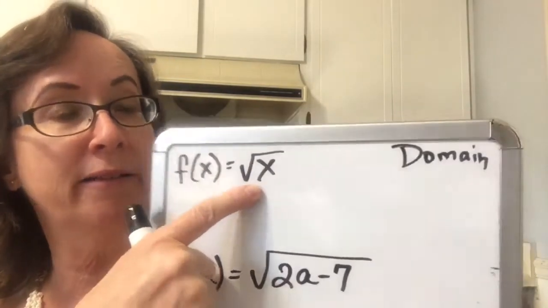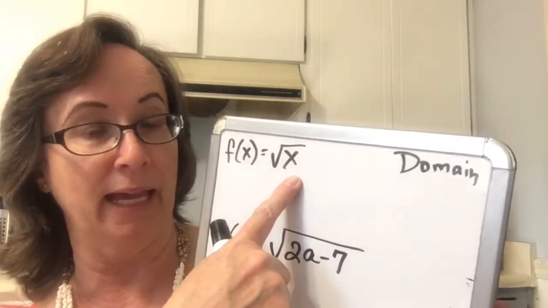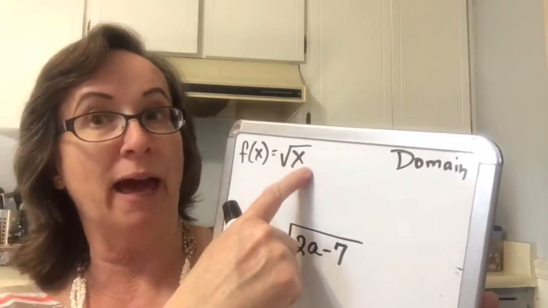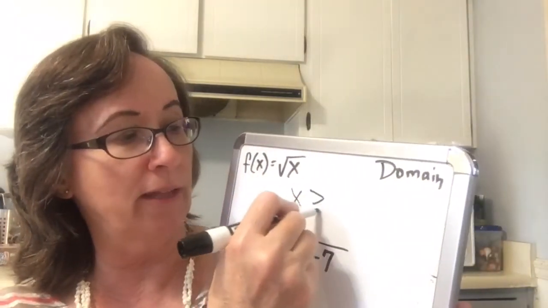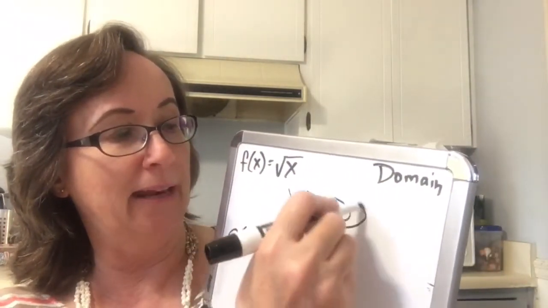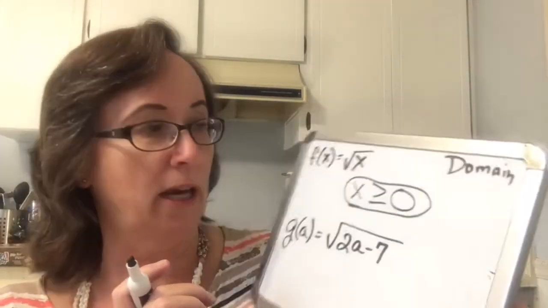So in order to find the domain, we set this number underneath here, which is called the radicand, remember? So we set the radicand greater than or equal to 0. So x is greater than or equal to 0, and that is my domain. That is my restriction on x.